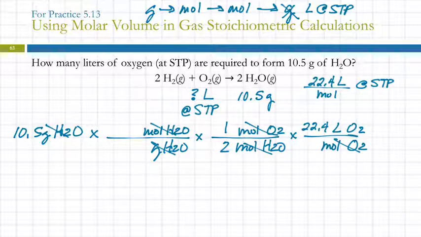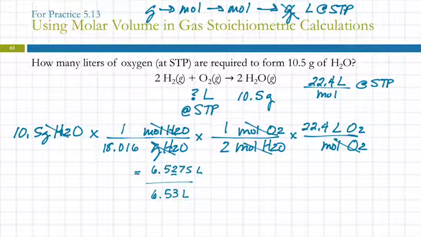And then I need the molar mass of water, which I use so much that I memorized it. Not intentionally, I just can't forget it for the life of me. 10.5 divided by 18.016 divided by 2 times 22.4. We should have 3 significant figures. So 6.5275 liters, and we would round that to 6.53 liters. Any questions?